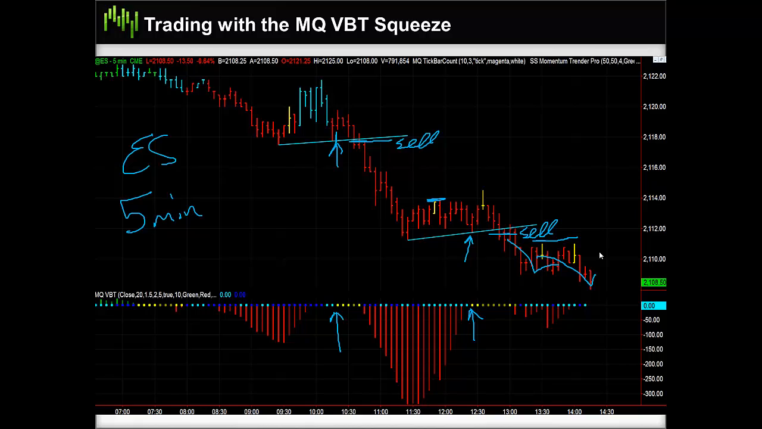Okay? Makes sense? This is one of my favorite ways of using a squeeze, is using it with a directional bias. And if you come into the trading room and you look at my 5-minute chart that I have the squeeze on, I actually have the trender on here just like this.